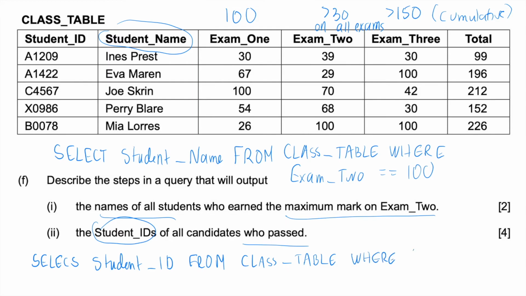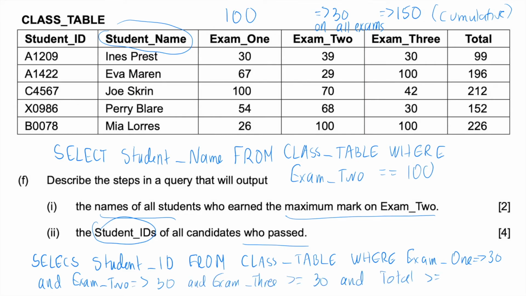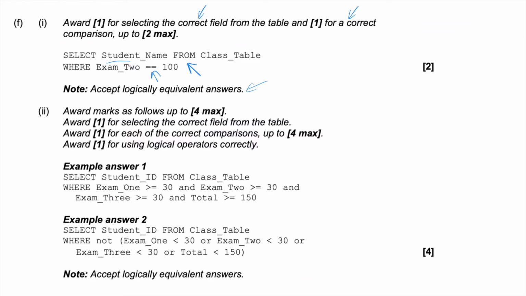So we're just going to say, well, basically each individual exam has to be greater than 30. I think it was actually greater than or equal to, not greater than 30. My bad. Total is greater than or equal to 150. So let's go ahead and check our work. And okay, so right here, greater than or equal to 30, greater than or equal to 30, greater than or equal to 30, and total is greater than or equal to 150.